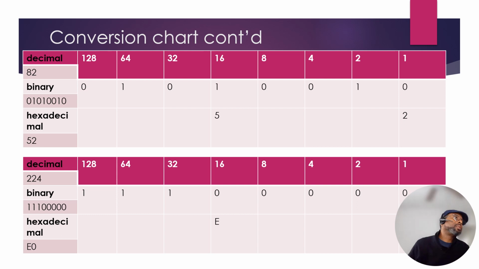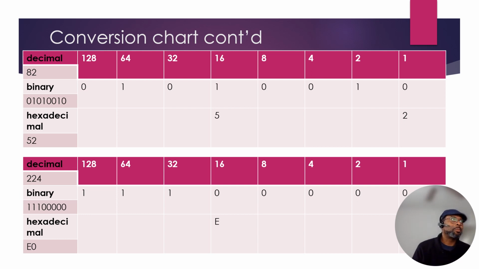Next number, decimal 224. That's a pretty simple one. Convert it to binary. Turn on the bit in the 128th column, the bit in the 64 column, and the bit in the 32 column. Add those up. 128 plus 64 gives you 192, plus 32 gives you 224. So the binary reads 1 1 1 0 0 0 0 0.